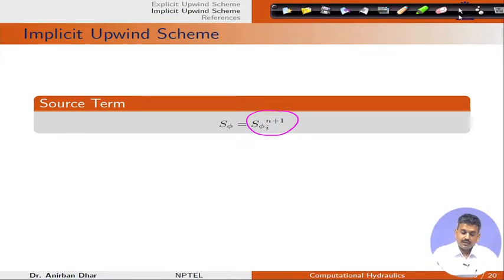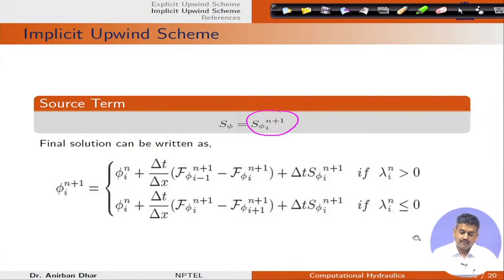Now, with this we can get the final solution, which is in terms of values at the nth level, and flux terms and source terms at the n plus 1 level. This should be evaluated at the n plus 1 level, not at the nth level.